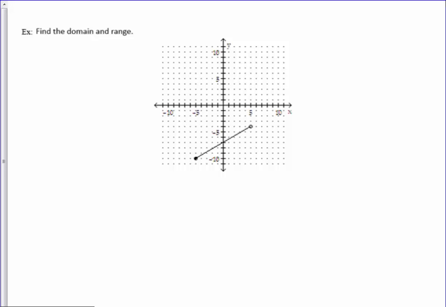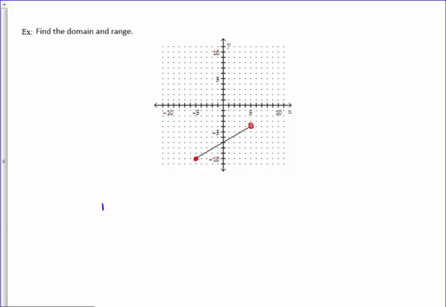This example asks us to find the domain and range of the given graph. Notice on this graph that one endpoint is what we call included. The left-hand-most endpoint is a solid dot, and so that point is included in our graph. The right-hand endpoint is not included. It's a hollow circle, meaning that that particular point is not included on the graph.